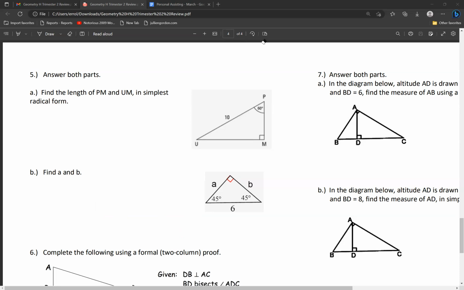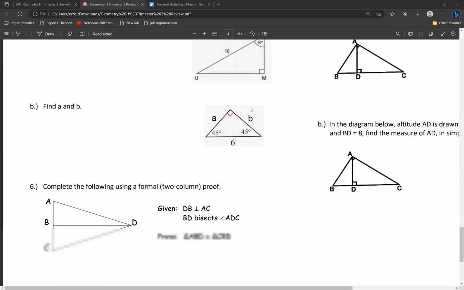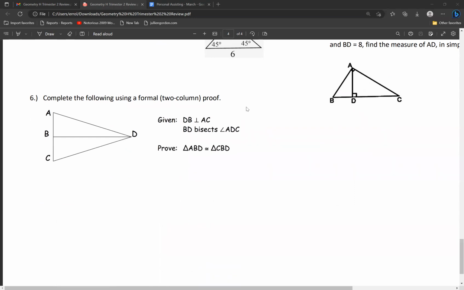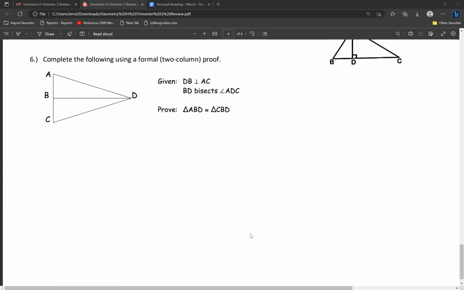All right. 6. Complete the following proof. Just like the one we did a few minutes ago. Given DB is perpendicular to AC. So we know there's 90s right there, right? Prove that triangle ABD, the one on top, is congruent to the one on the bottom, CBD. Okay. So on the right, we'll have reasons. On the left, we have statements. All right. Tell me what to write.